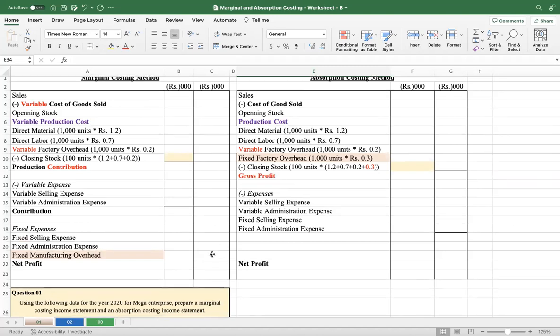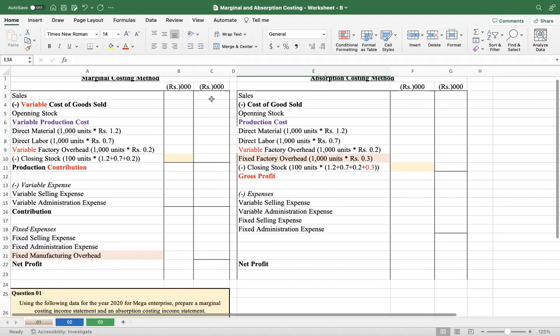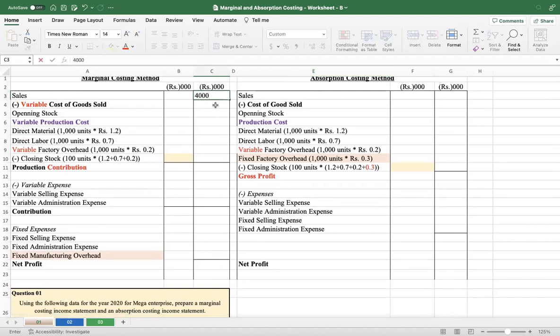Now let's see in the question, what are the sales that are given here? 4,000, right? One more thing that you all have to remember is, if you are preparing the answer in thousands, hundreds, or millions, you have to show it here. If it's million, then you can write MN. If it's billion, BN. Hundreds, again, two zeros. Likewise. Okay. Now sales, we put the value 4,000.